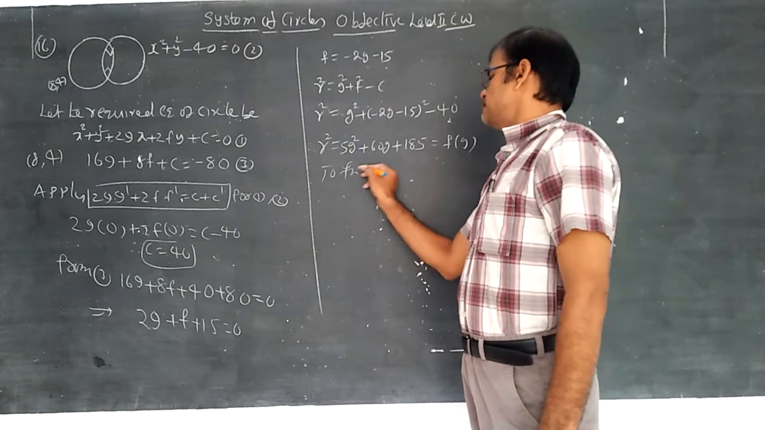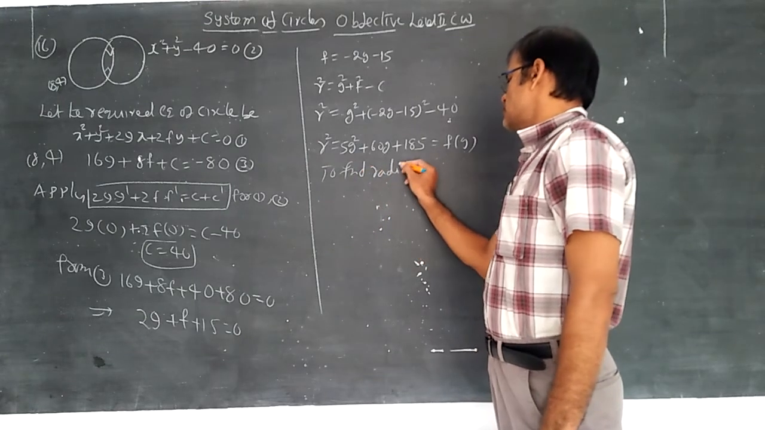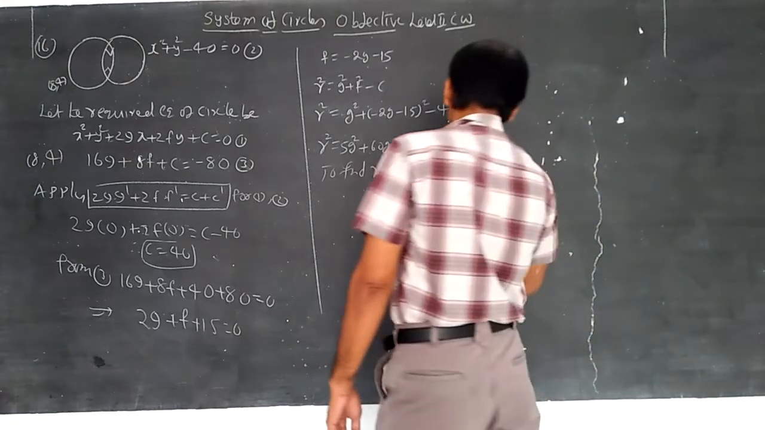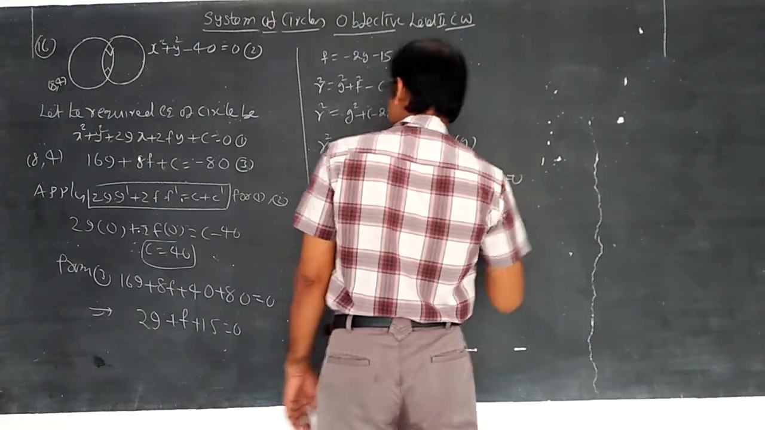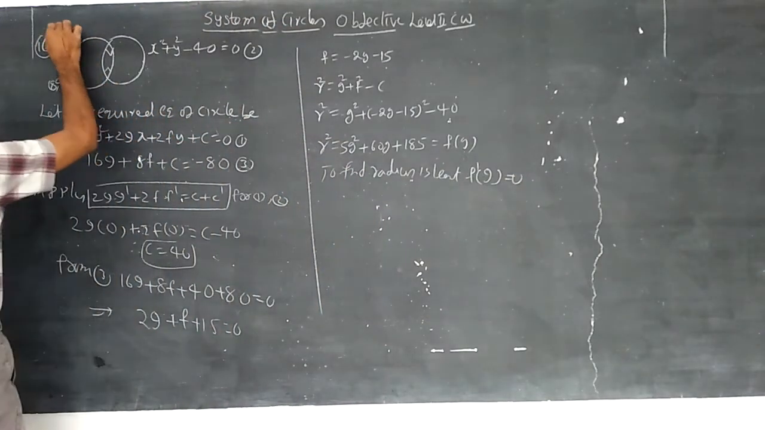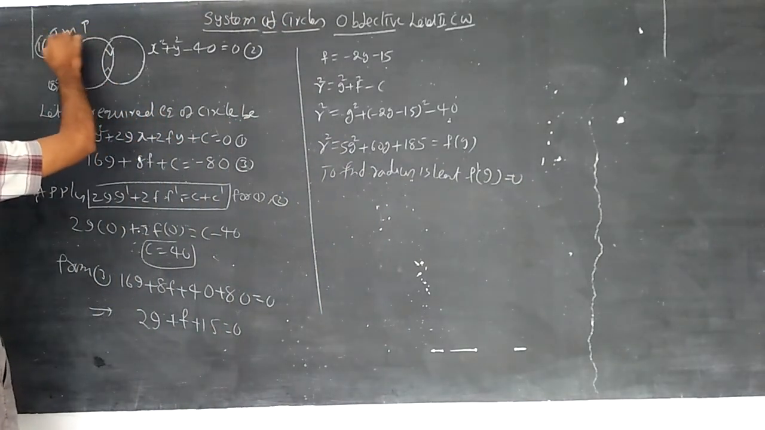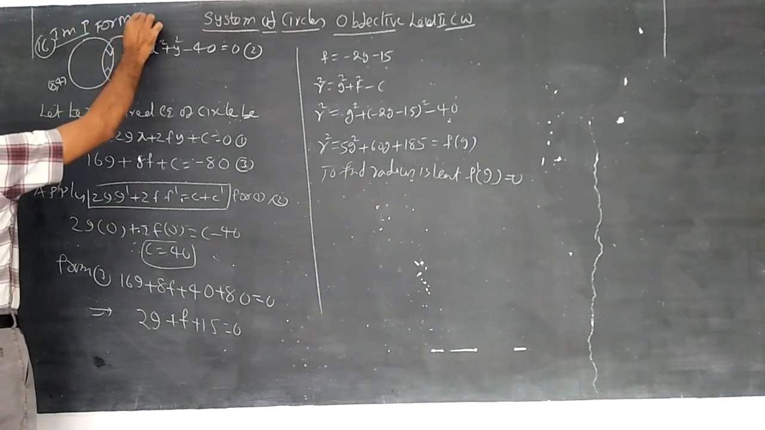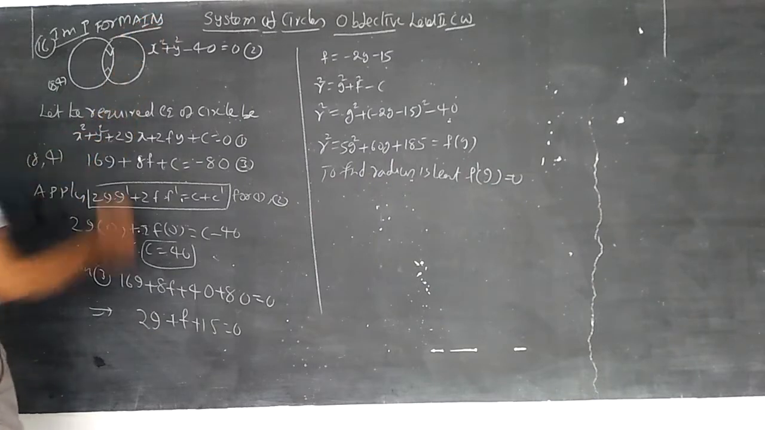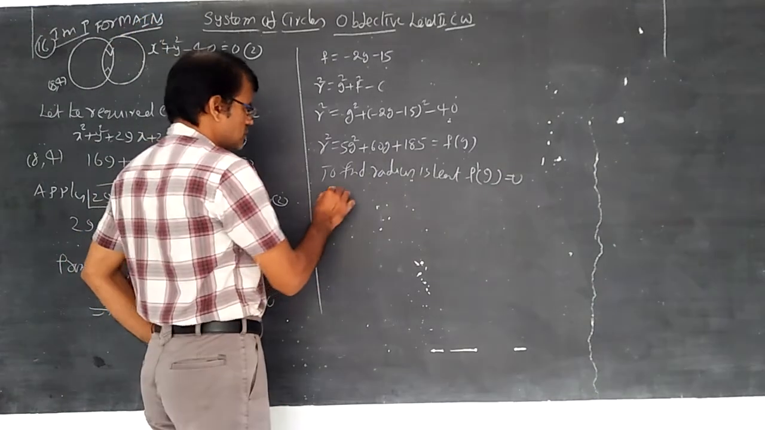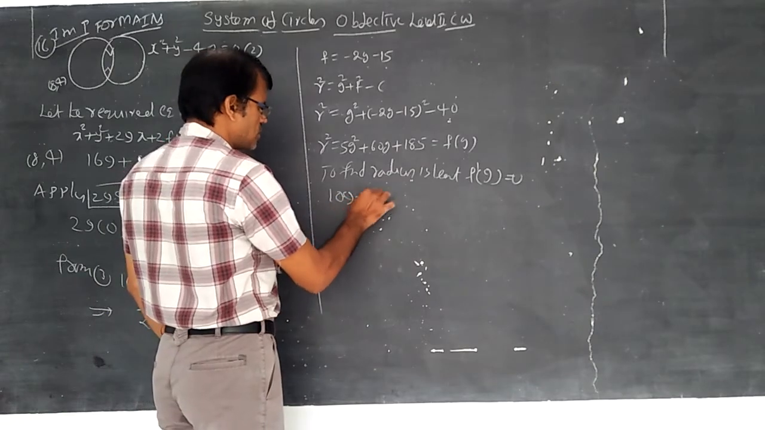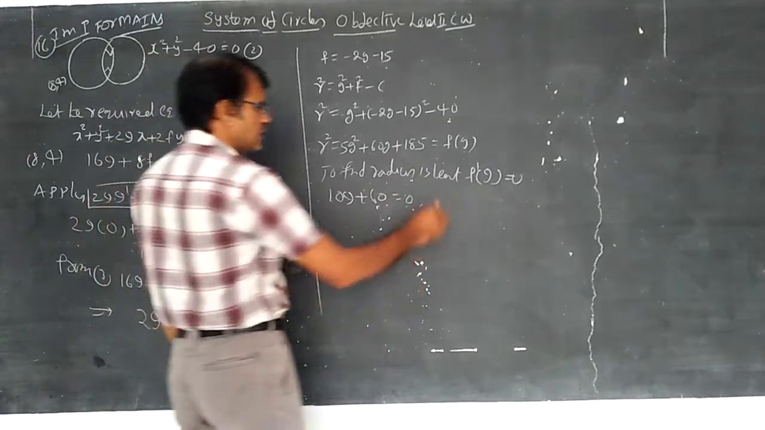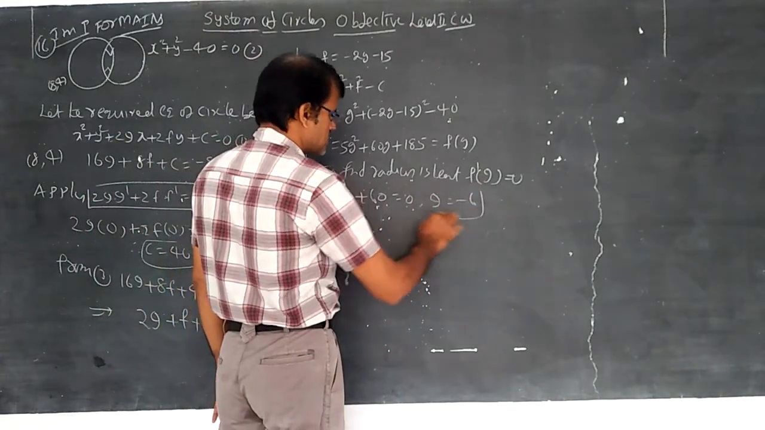To find the radius is least, f'(g) is equal to 0. This sum is an important concept. This is called a multi-conceptual question, important for exams. f'(g) is equal to 0. Taking the derivative with respect to g, you can write here 10g plus 60 equal to 0. It becomes g is equal to minus 6.